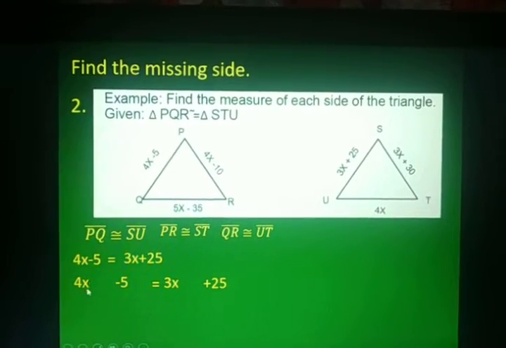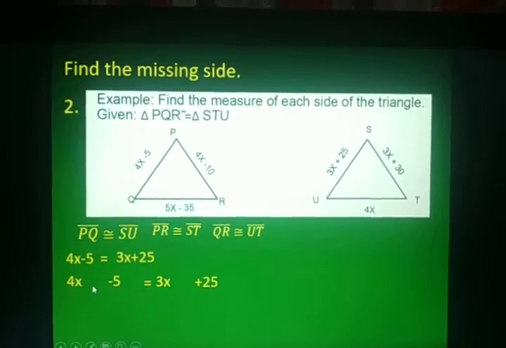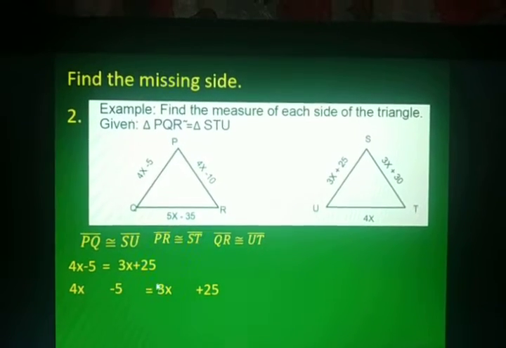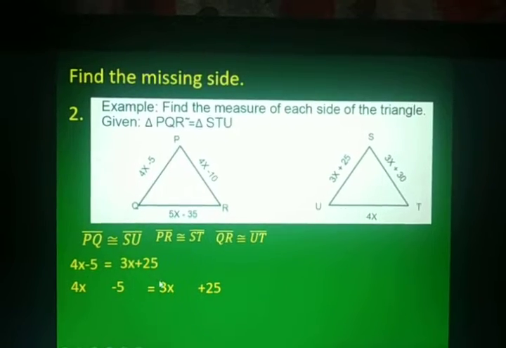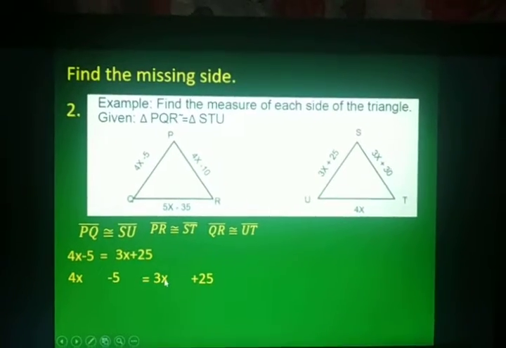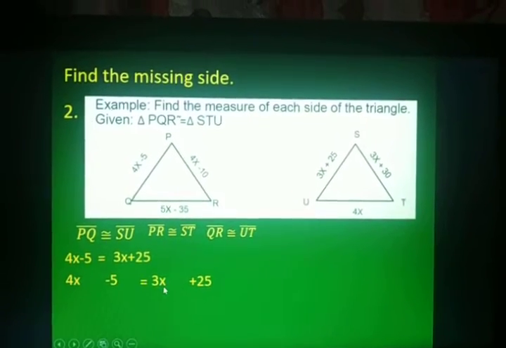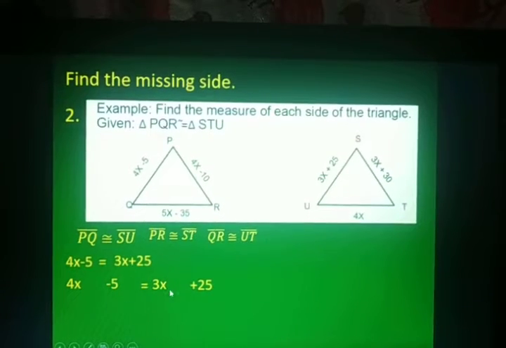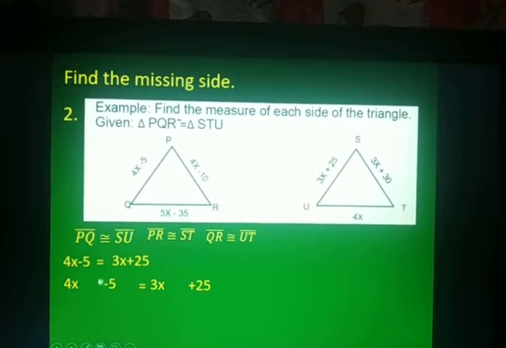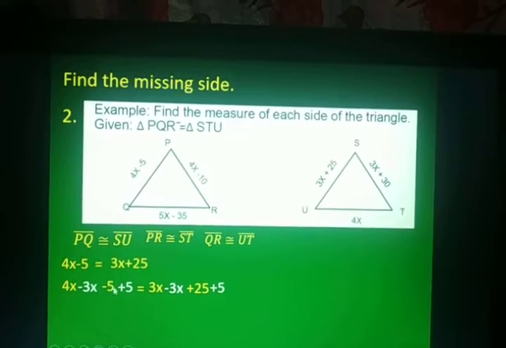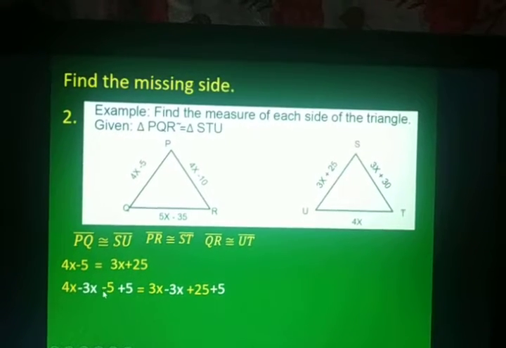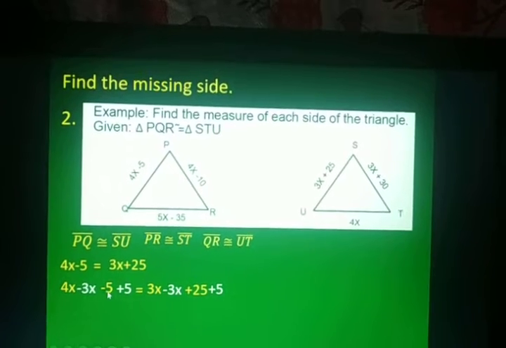We wanted the x on the left side. And so, the 3x here, we want to transfer to the other side, and so we will apply the subtraction property of equality to both sides. From positive 3x, we will add negative 3x to both sides. There. And then, negative 5 here must be on the right side.